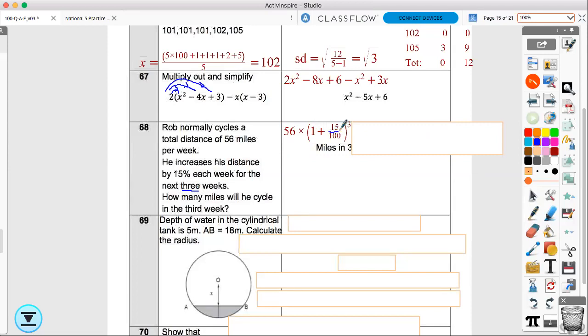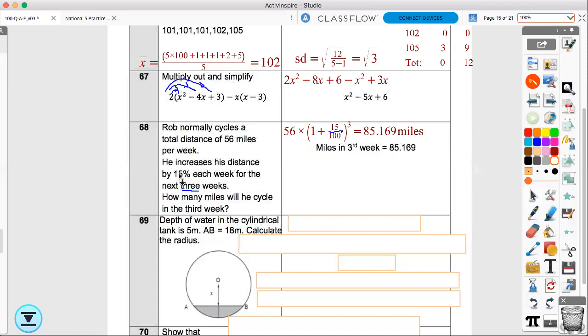85.169. And you should get 85.169 miles. So in the third week, if it increases every week by 15%, it would be cycling for 85.169.